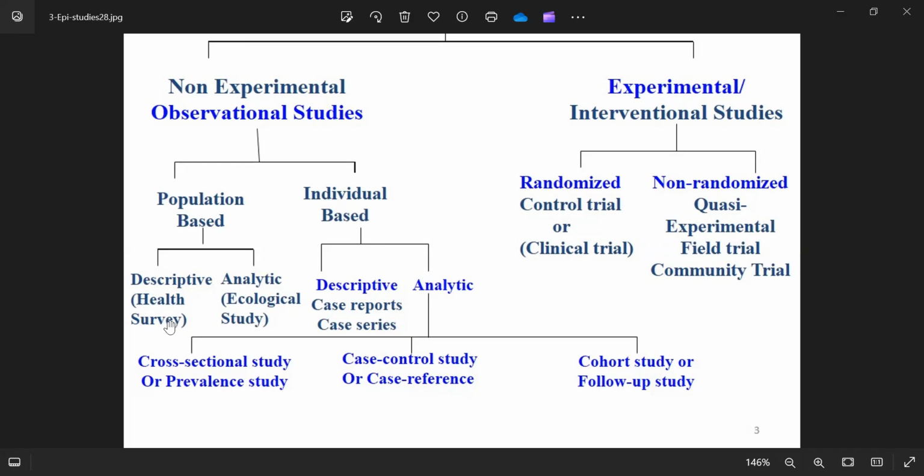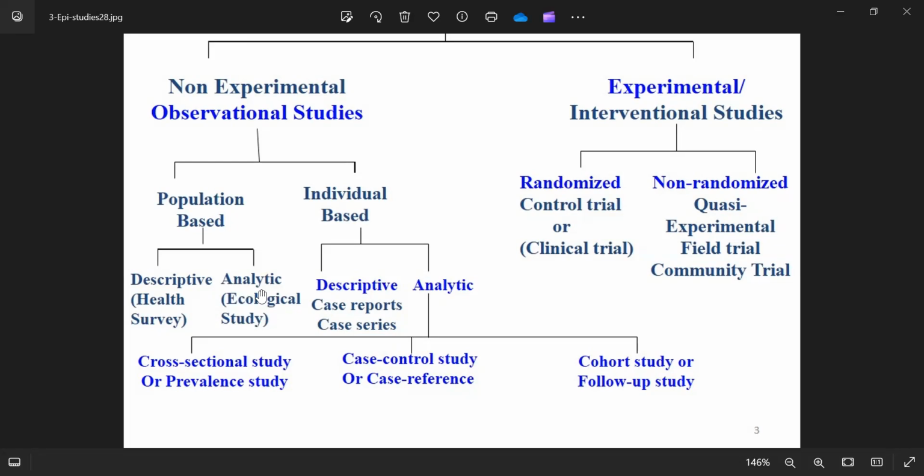Okay, that is under non-experimental or observational study. So you have the descriptive under that population base. Then we also have the analytic population-based observational studies. Under this particular design, you are going to compare two variables to see if there is a relationship existing between the two.